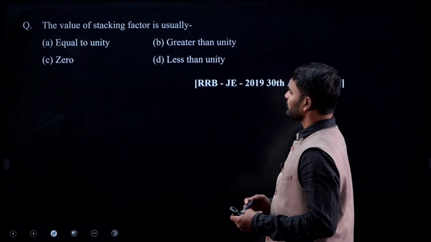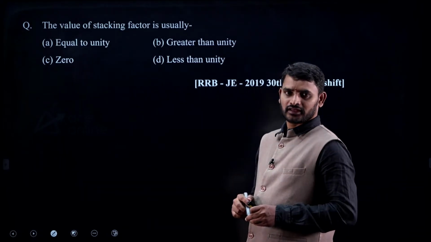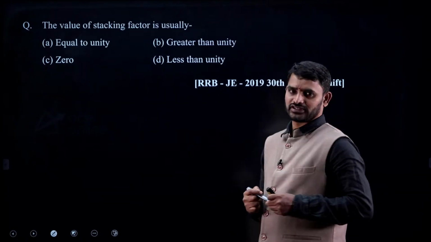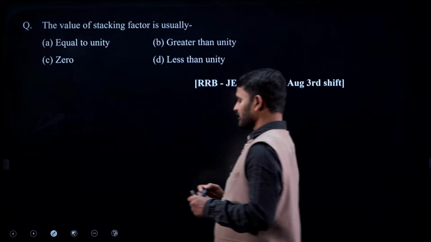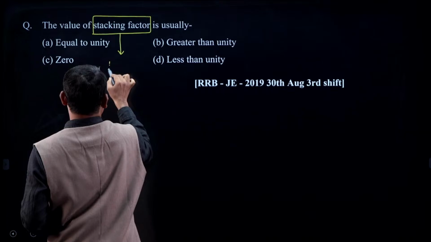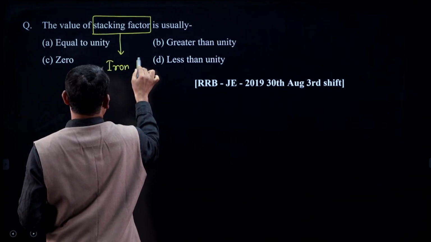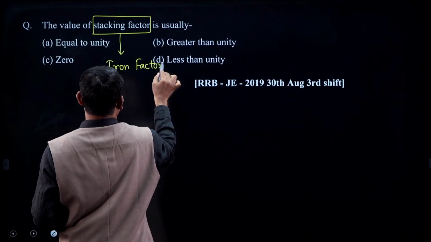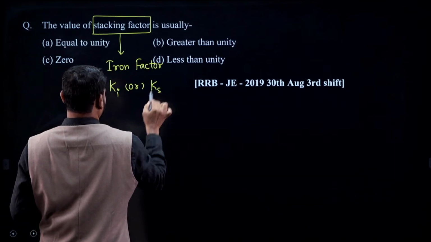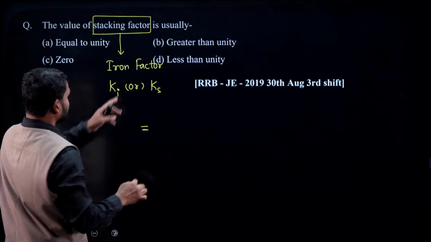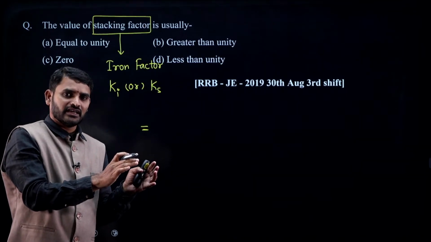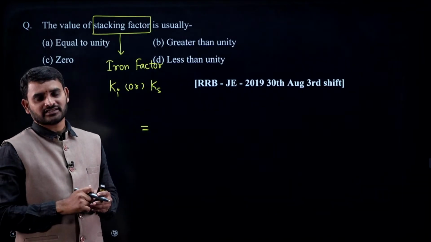Look at this one. The value of stacking factor is usually equal to unity, greater than unity, 0, less than unity. Stacking factor is also called as what? Iron factor. So, generally we represent it with Ki or Ks. The name itself is saying iron factor, which means in the core how much amount of magnetic material is there and how much amount of non-magnetic material is there.